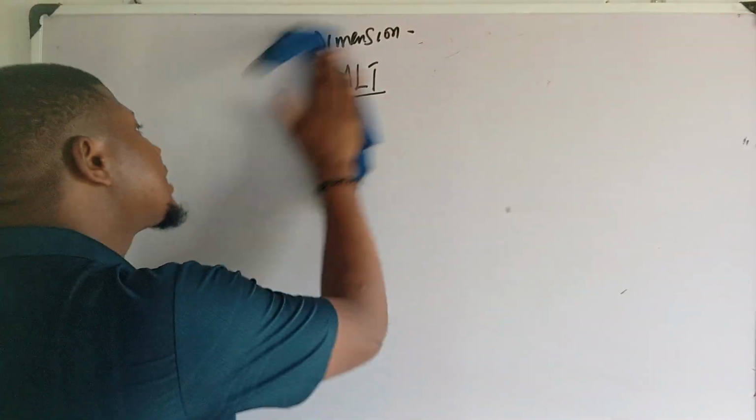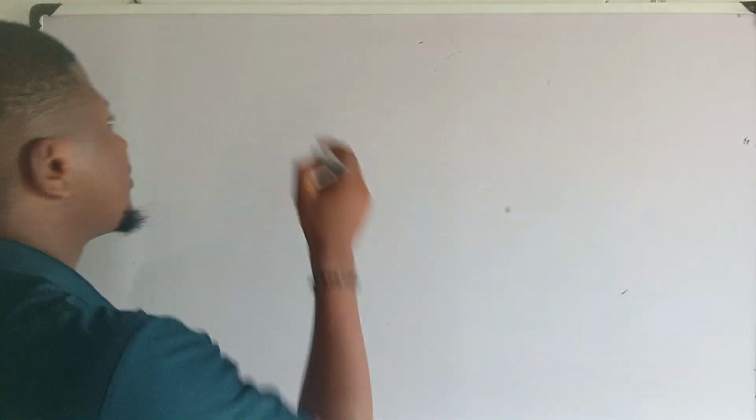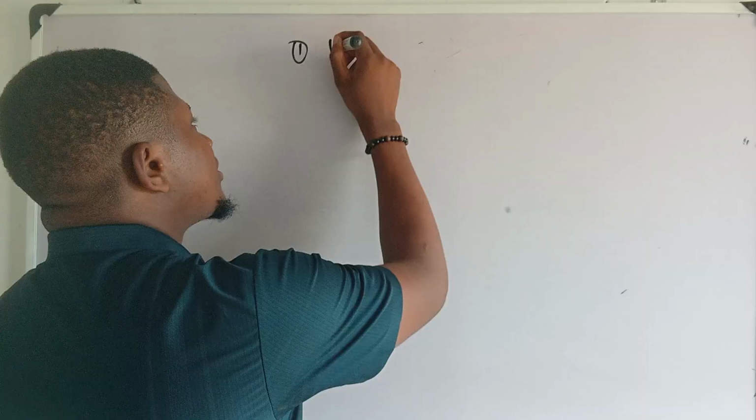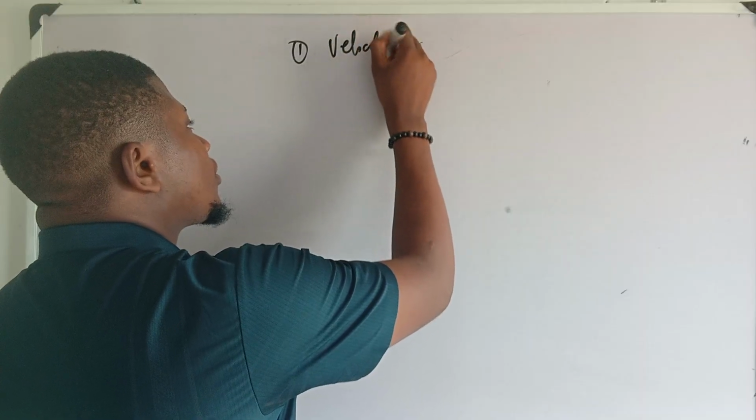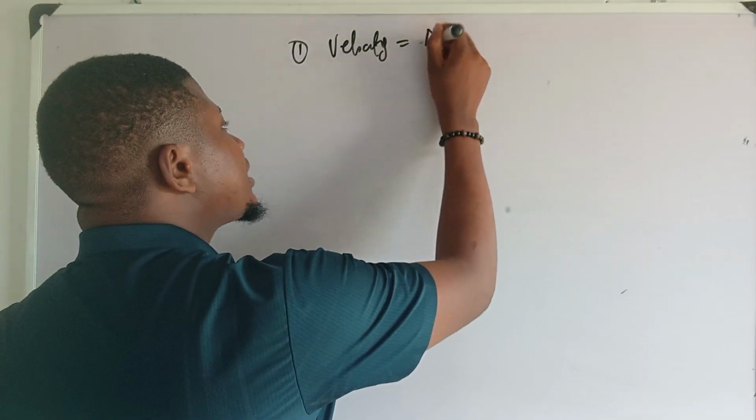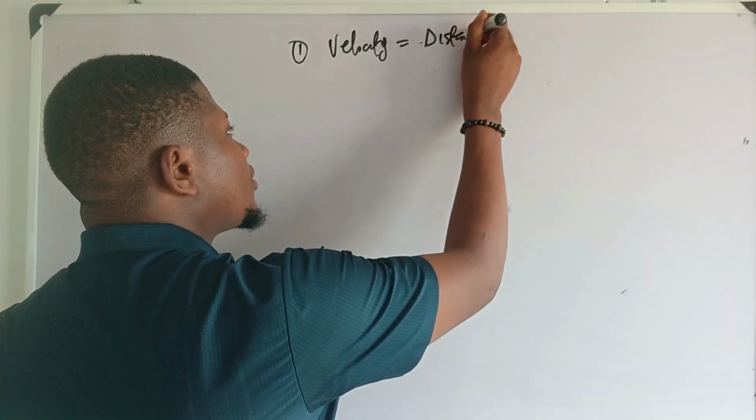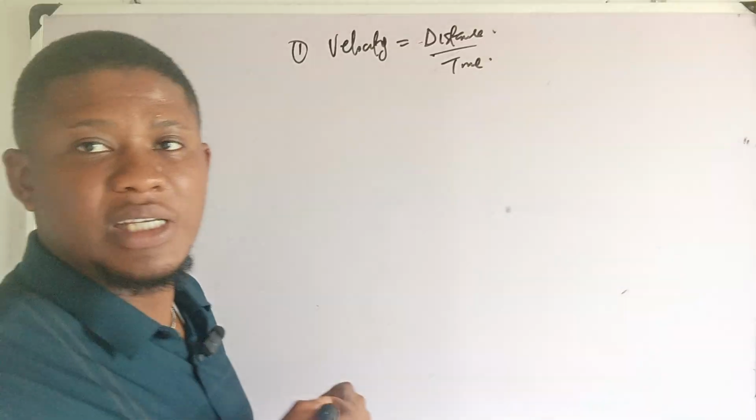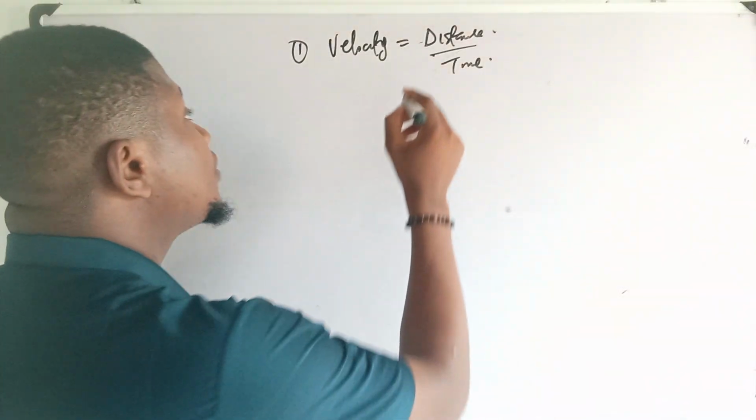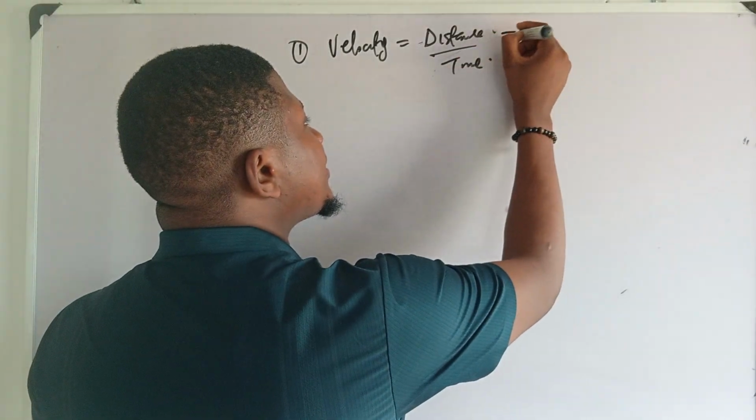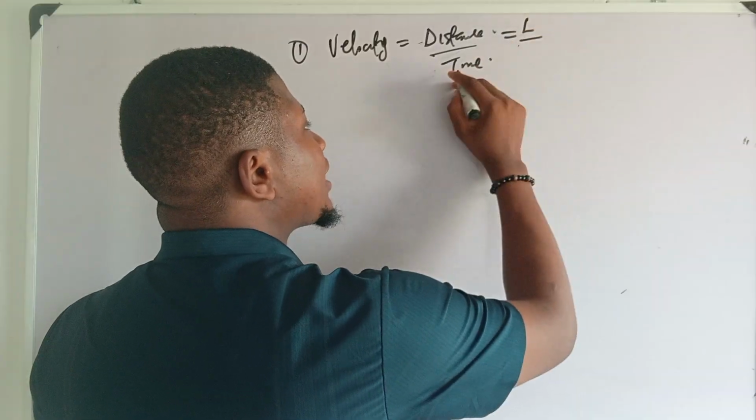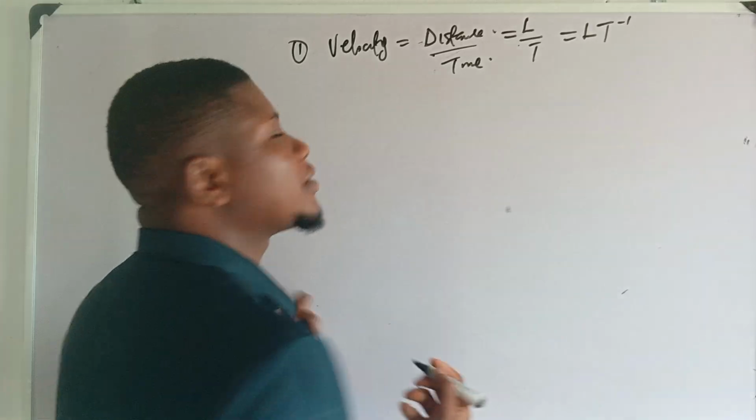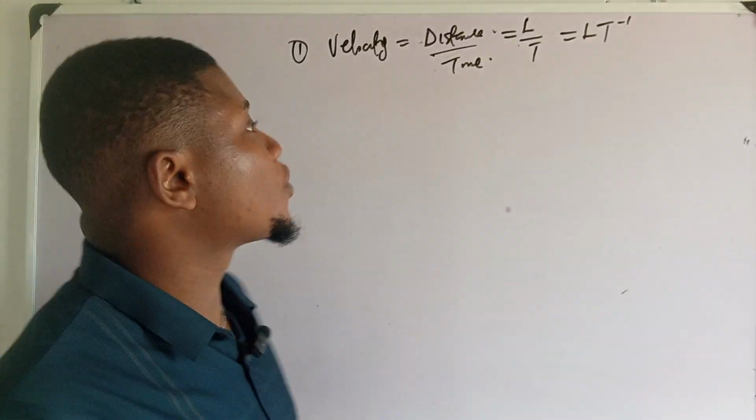So let's start with the first one. I want us to start with velocity. Velocity is distance over time. Distance is length, so velocity is length over time, which is LT minus 1. It is the reciprocal law: LT minus 1.